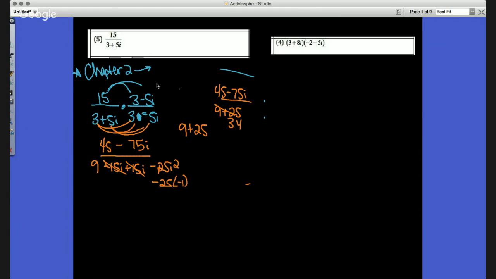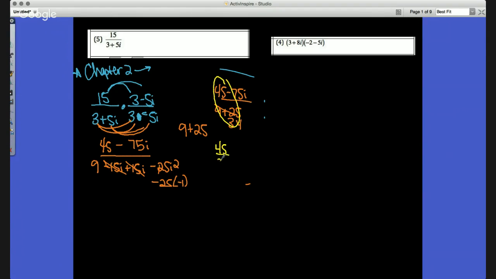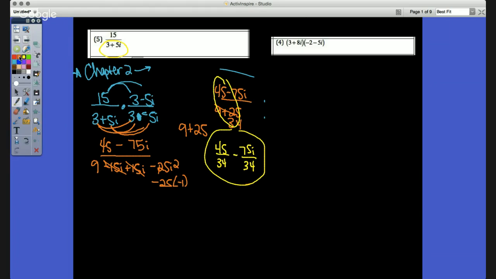If I were to really simplify this and take it a little further, I would say 45 over 34, which I don't think we can simplify any further, minus 75i over 34. That right there would be my answer. Hopefully that helps you out, but that's the idea of what we want to do with that i, getting rid of that i from the bottom.